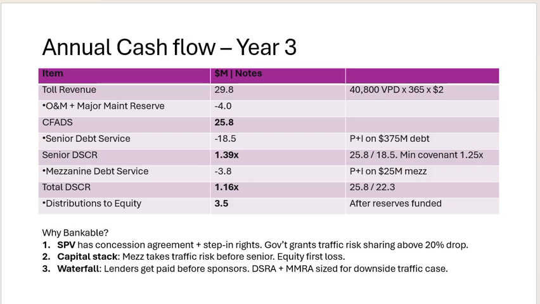The mezzanine will take the traffic risks, and the lender will be safer, and in the waterfall the lender gets paid before the sponsor. The debt service reserve account and MMRA are there for the downside traffic case. So that's important, and in that case we will take these cases.